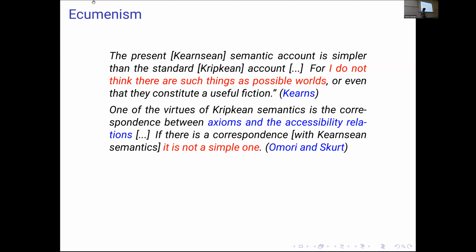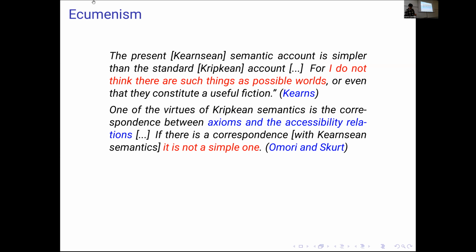And then later, Omori and Sano proposed some semantics for these logics. They try to say, okay, the Kearns semantics is very easy, just build tables as we do for propositional logic. But what about the frame properties that we have in Kripke semantics? And then they say, well, there is no simple way of trying to put these things together, the Kripke semantics and the Kearns semantics.